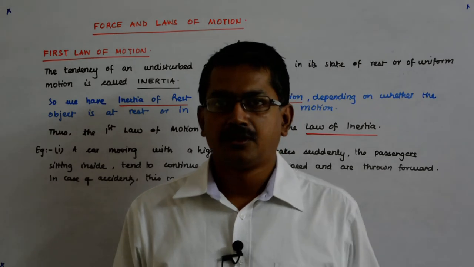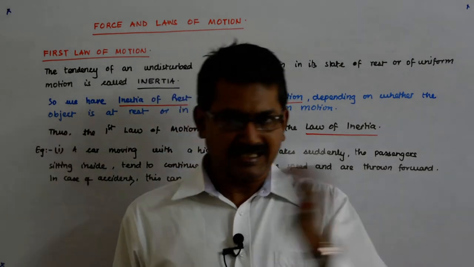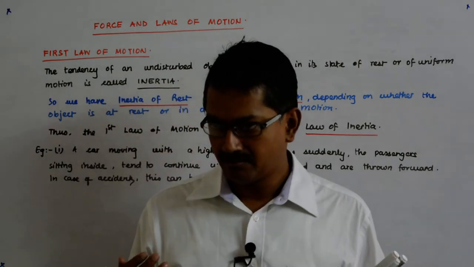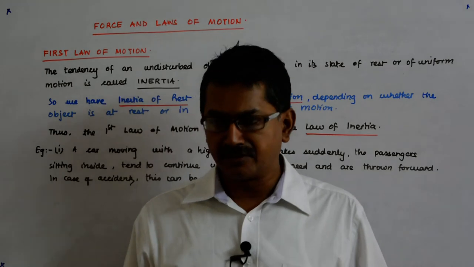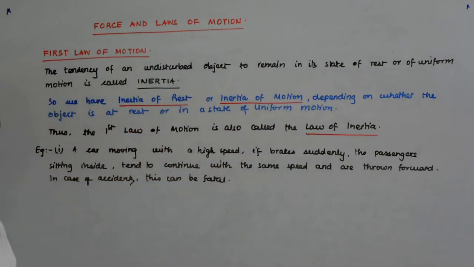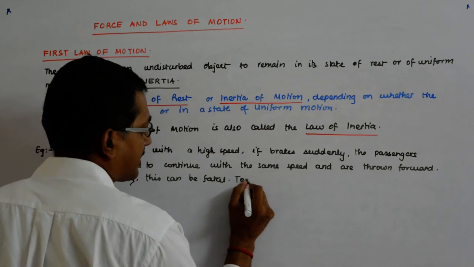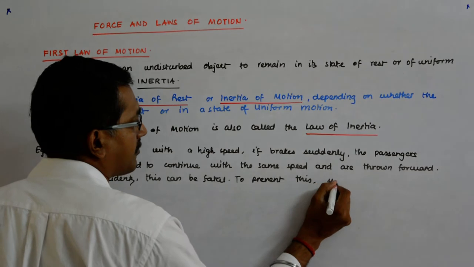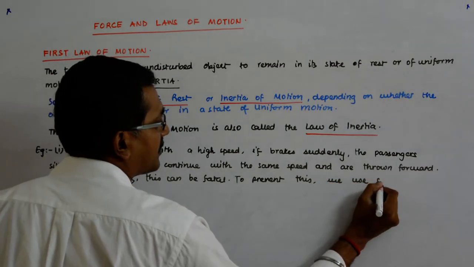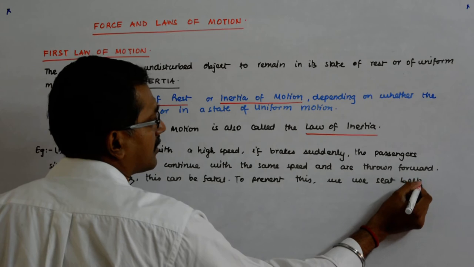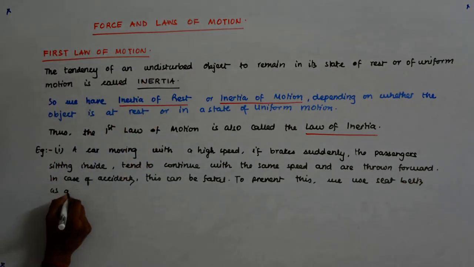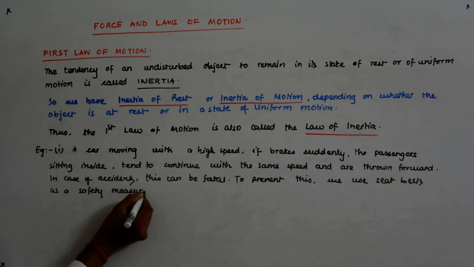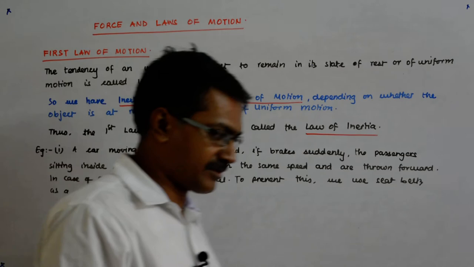The same thing happens when the car is at rest and it suddenly starts. So what happens? Your body tends to remain at rest and the car has moved, so you'll feel you have been thrown backwards, right? You'll find yourself hitting the seat back. Fine. To prevent this, we use seat belts as a safety measure, correct?